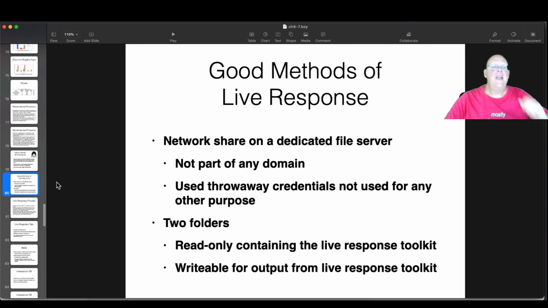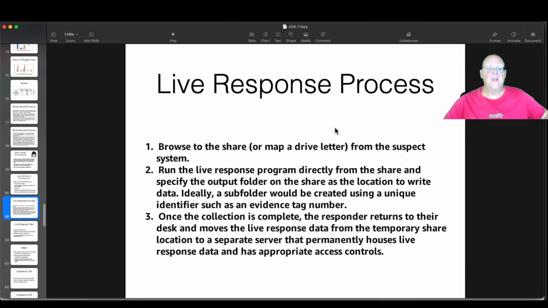Anyway, good methods. You have a network share to collect the data on a file server. You have throwaway credentials. You have a read-only folder with all the executables. And so you run the executables from the file share, and you put the data you collect on the other file share. So you do as little damage to the machine as possible, and you don't trust anything on that machine. So that's a good plan. And then once you've got the data, you go analyze it on a known clean system. You don't try to analyze it on the suspect machine.